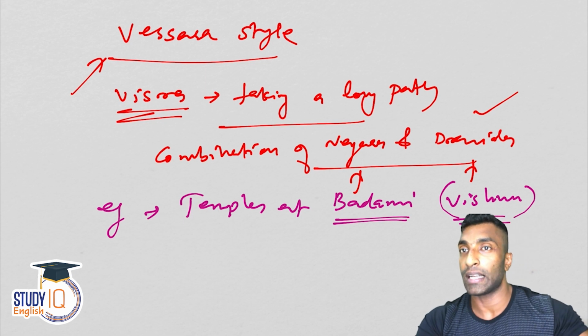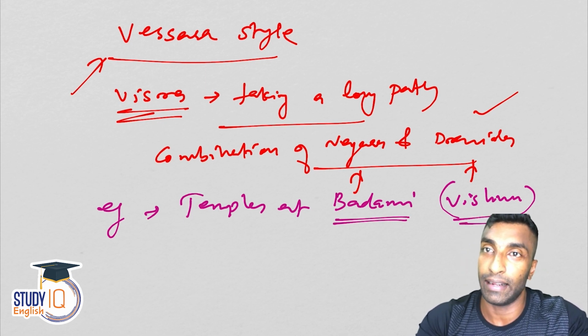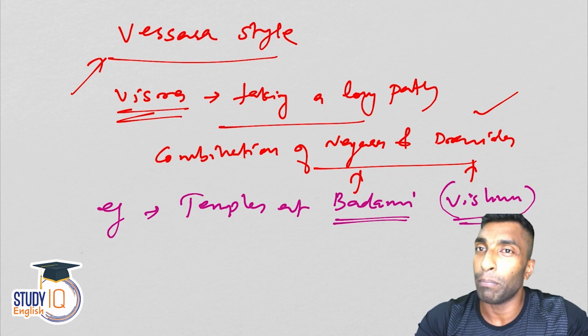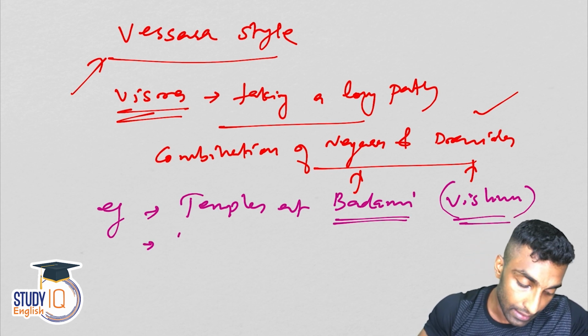That means the main god is actually Vishnu. They can even ask you, in this temple, who is the main god, the main deity? Like that also they can ask you. So mostly, 95% of the cases, for Vessera style here in the Karnataka region, it is Shiva. Okay. So the next example that I can discuss is Ladkhan.